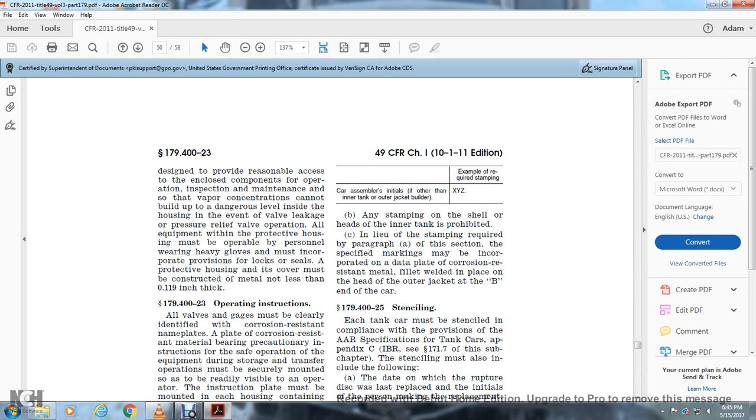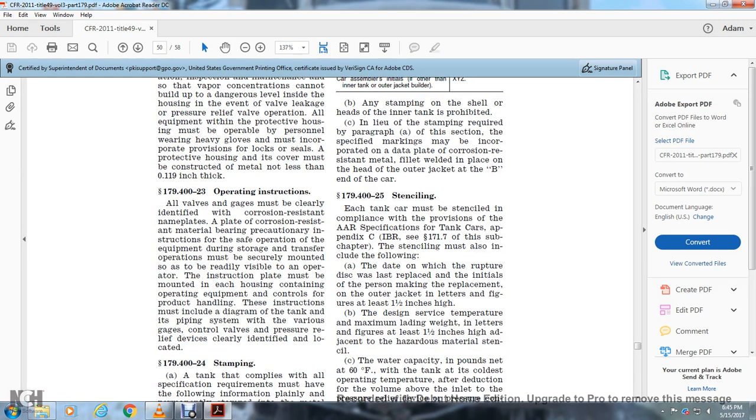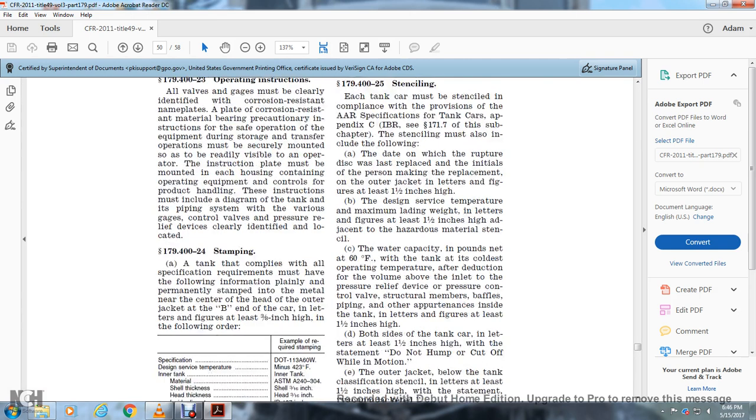Protective housing and the cover must be constructed of metal not less than 119 thousandths of an inch thick. 179.423 Operating instructions. All valves must be clearly identified with corrosion resistant nameplates of corrosion resistant material, bearing precautionary instructions for the safe operation of the equipment during storage and transfer operations, securely mounted so that they are readily visible to the operator. The instruction plate must be mounted with each housing containing the operating equipment controls. The instructions must include a diagram of the tank and piping system, with the various gauges, control valves, and pressure relief devices clearly identified and located.